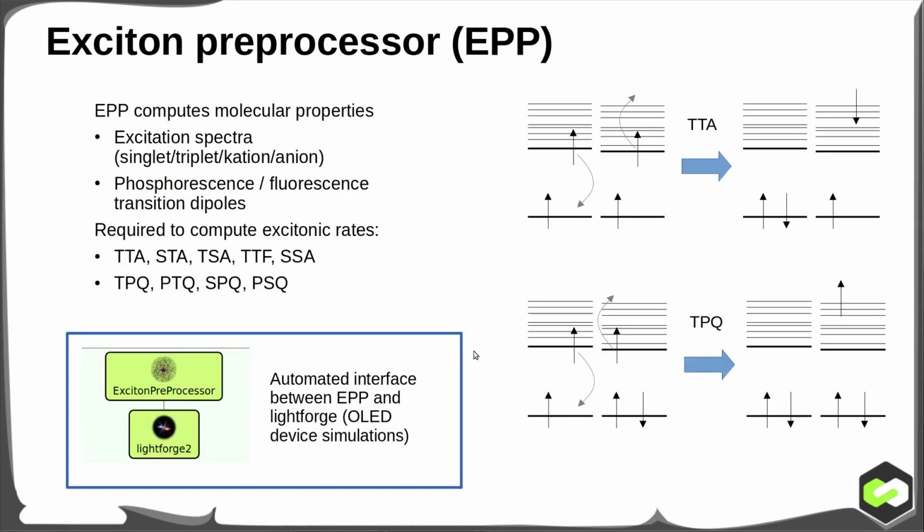To compute excitonic properties, we have the Exciton preprocessor modules, in short EPP. So we need to compute the ingredients for several excitonic processes, such as, for example, TTA, illustrated in the top left, so triplet-triplet annihilation, or TPQ, illustrated in the bottom right. So we compute molecular properties such as excitation spectra for singlet, triplet, cation and anion, but also phosphorescence and fluorescence, and transition dipoles for all the molecules, in order to compute excitonic rates for all processes such as TTA, STA, TSA, TTF processes, but also singlet-singlet annihilation, and the interaction between excitons and polarons.